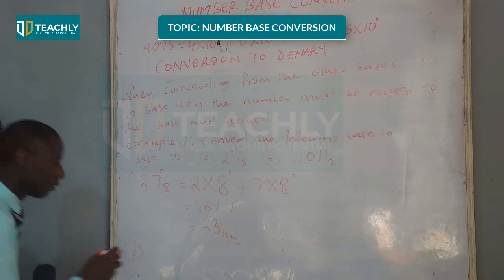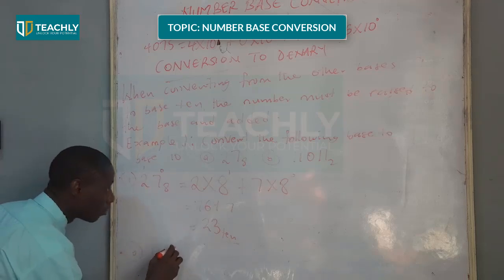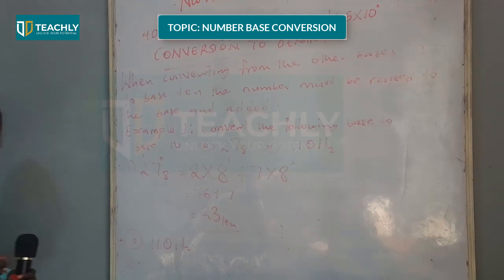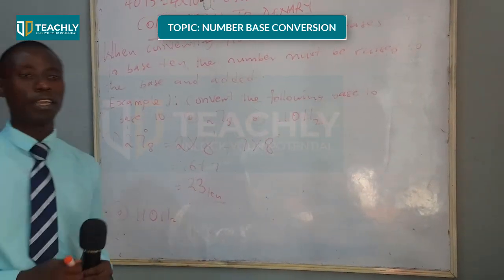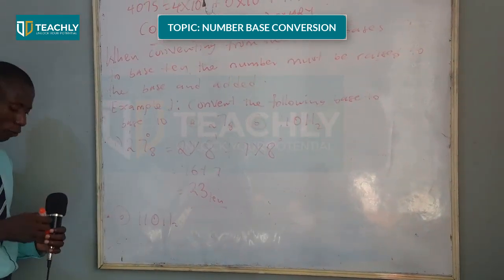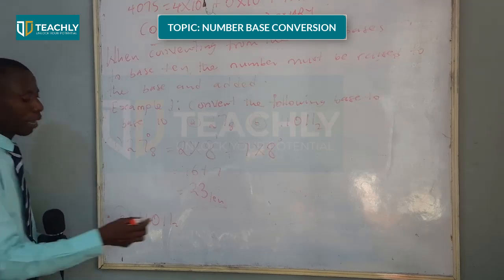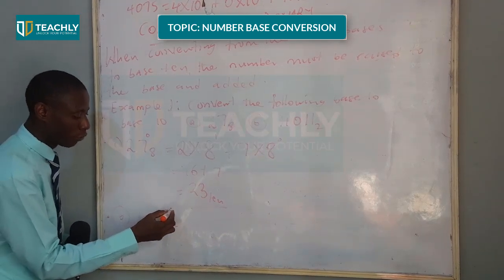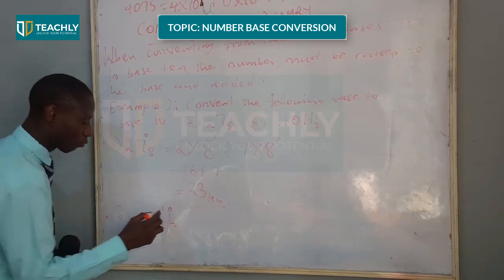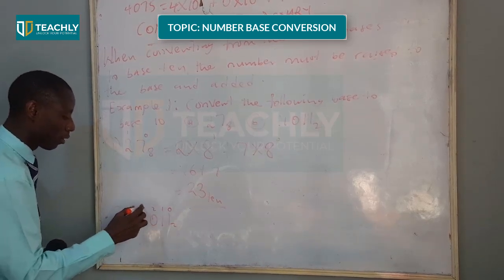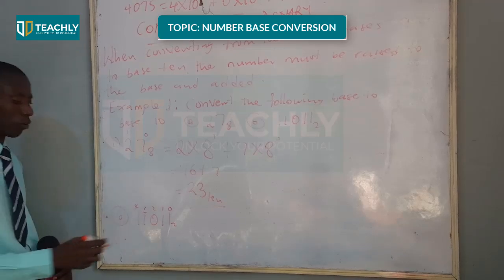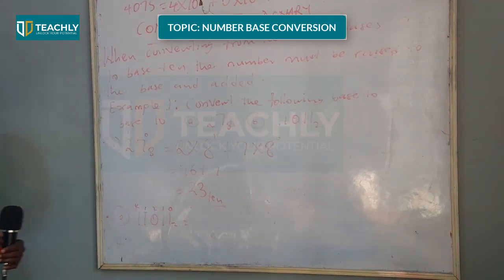So we have 11011 base 2. We want to convert it to base 10. So when you are converting, the first thing is what? You remember the digits from the back like this. The first digit you carry 0, next one 1, next one 2, next one 3, next one 4. So the next one, let's now convert.